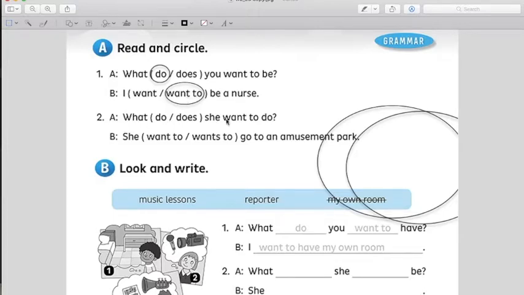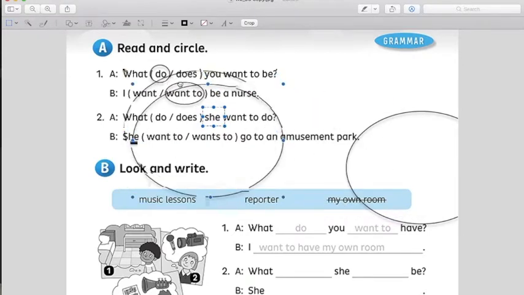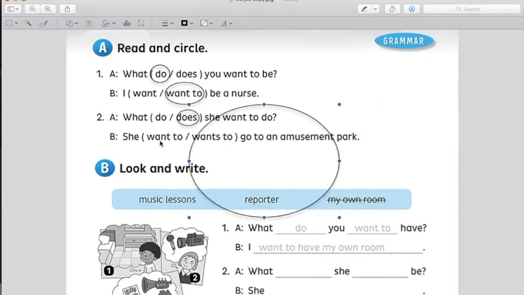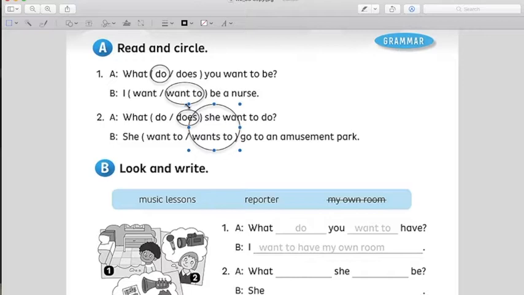So what do she want to do, or what does she want to do? We have the word she, a pronoun, so that would be does. What does she want to be? All right. And the last one, she wants to go to an amusement park. If we have a positive statement with she, that would be she wants to. All right, good job. She wants to go to an amusement park.